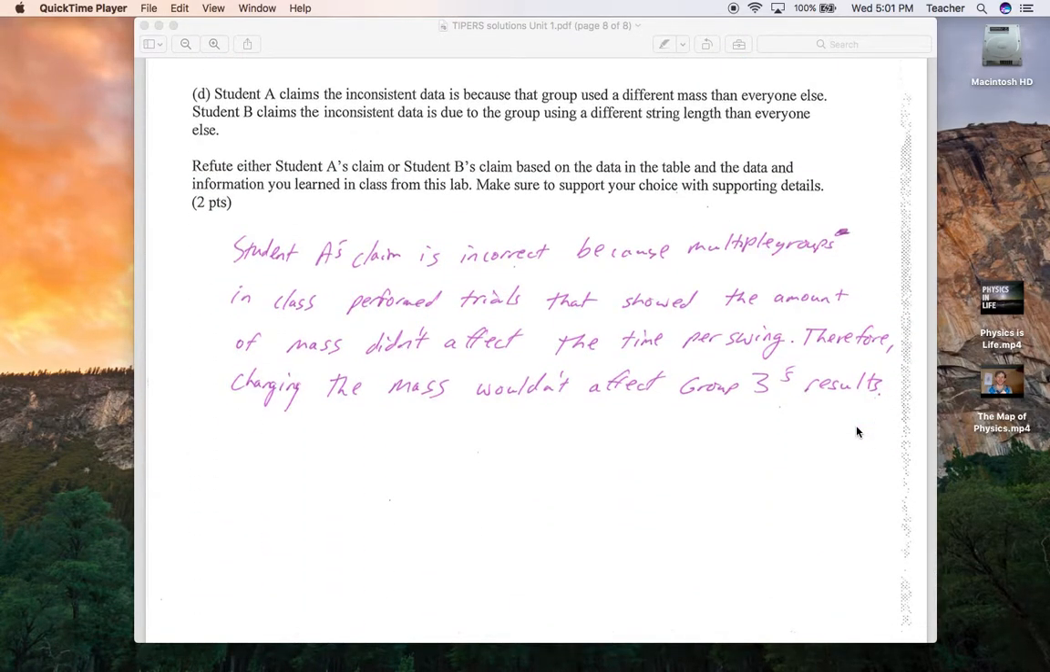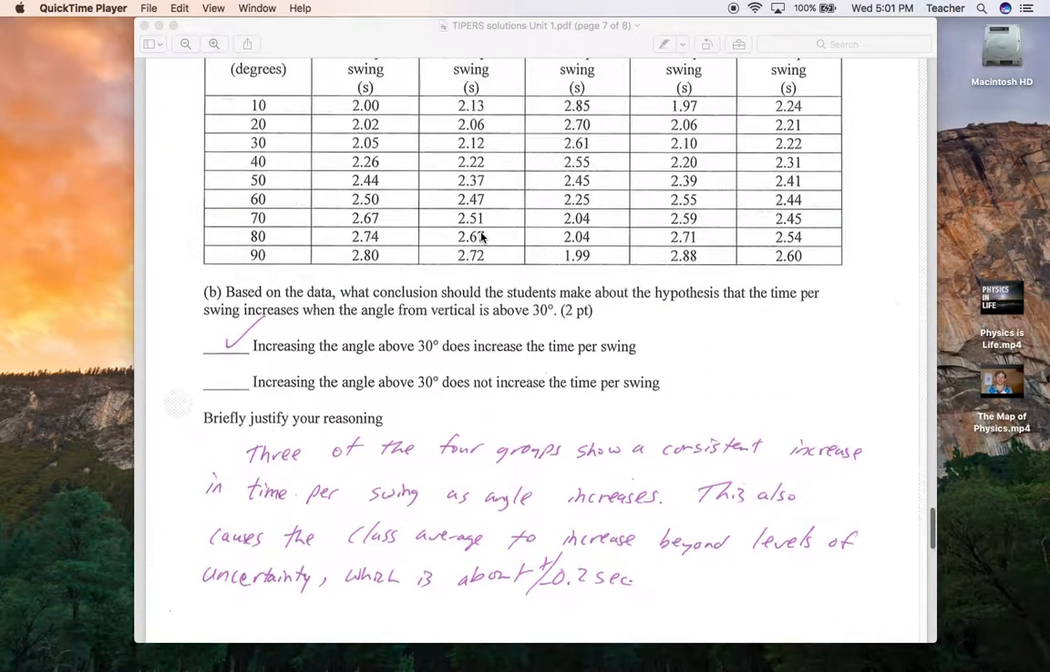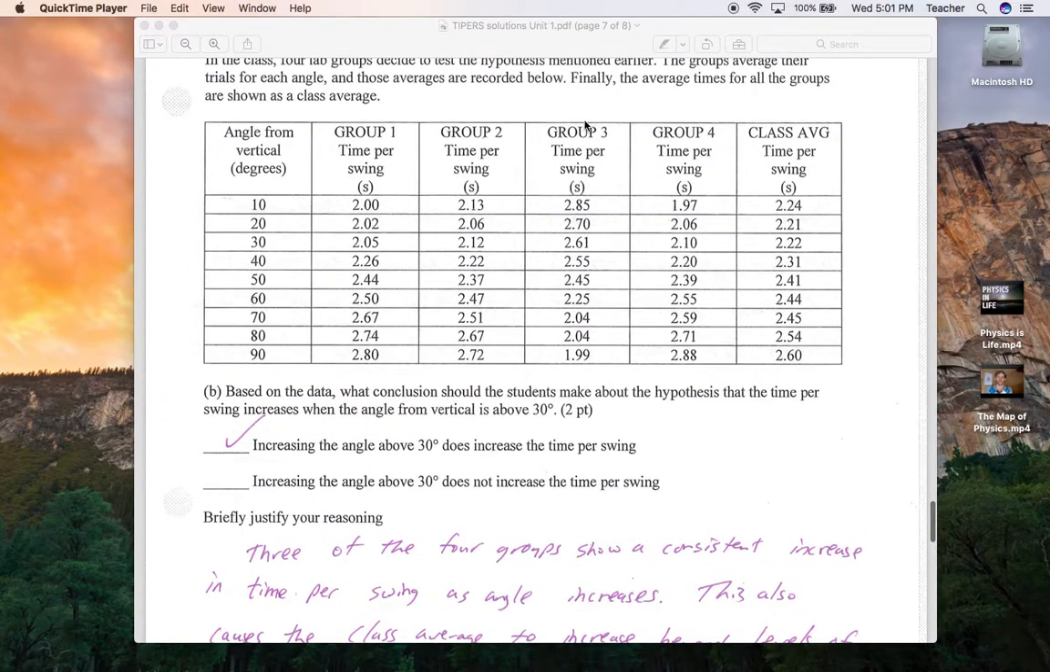Here, student A claims that the inconsistent data is because the group used a different mass. Student B claims the inconsistent data is the group using a different string length. I'm refuting one of those. I chose student A. The reason that that is incorrect is because here we had multiple groups in our class perform trials that showed the amount of mass did not affect the time per swing. So therefore, changing the mass would not have affected their results. Now, I wouldn't think they would change the mass within measuring different angles, but even if they did, it wouldn't matter.